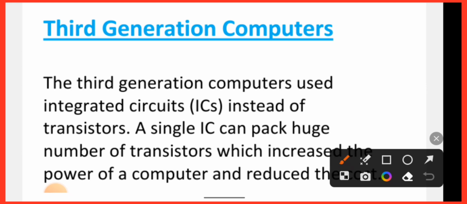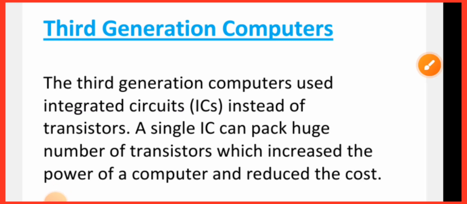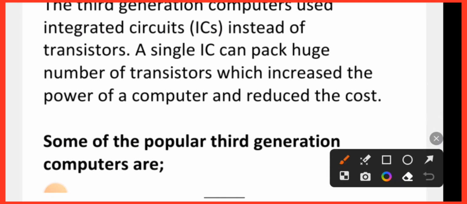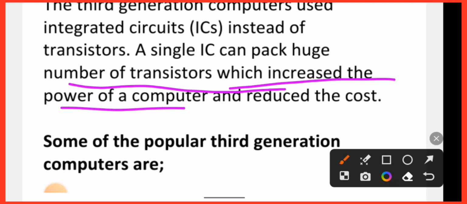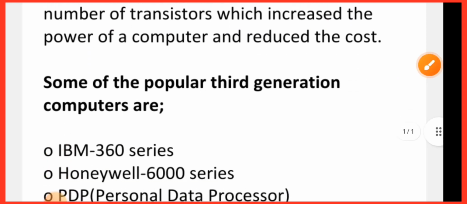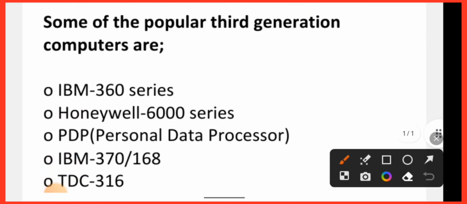So in this generation we used integrated circuit instead of transistor. An integrated circuit was the pack of huge numbers of transistors which increased the power of computer and reduced the cost. There are some examples of the third generation that is given in front of you: IBM 360 series, Honeywell 6000 series, PDP personal data processor, IBM 370 and 168 and TDC 316.